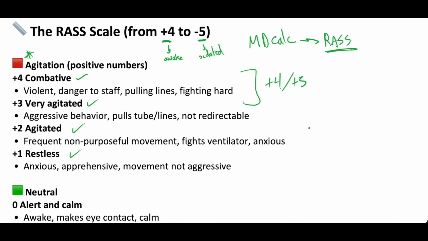They might be anxious, might be apprehensive. Movements are not aggressive, not robust and violent, but the patient's just restless. They're a little anxious. They're on a ventilator, and they're awake enough to feel some of that anxiety or apprehension.